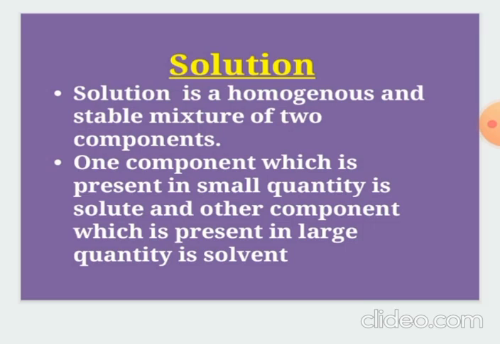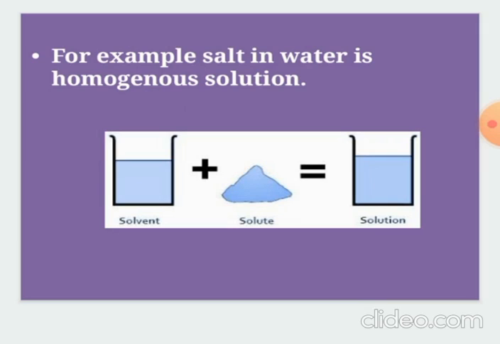So what is a solution? A solution is defined as a homogeneous and stable mixture of two components. The component in the solution which is present in small quantity is the solute. The other component which is present in large quantity is the solvent. For example, salt and water form a homogeneous solution. Salt is present in small quantity, so it is the solute, and water is present in large quantity, so it is the solvent. When salt dissolves in water, it is evenly distributed, so it forms a homogeneous solution.